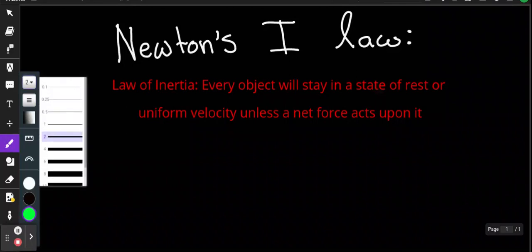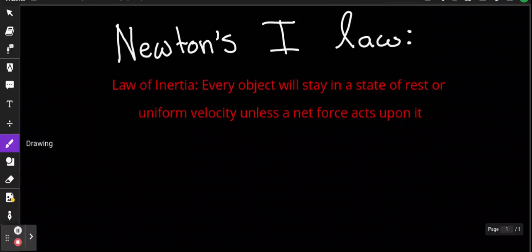Okay, so Newton's first law is sometimes called the law of inertia. It states that every object will stay in a state of rest or uniform velocity unless a net force acts upon it. So you may be wondering, why when we throw a ball on Earth, why doesn't it stay at a constant velocity? So this is where free body diagrams come in.